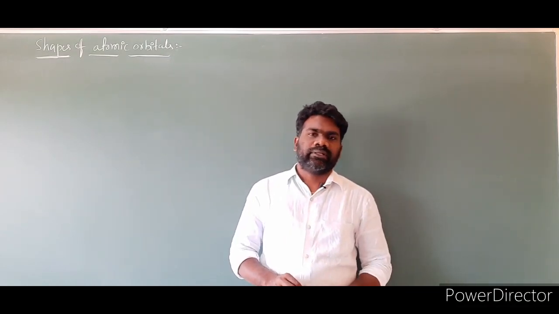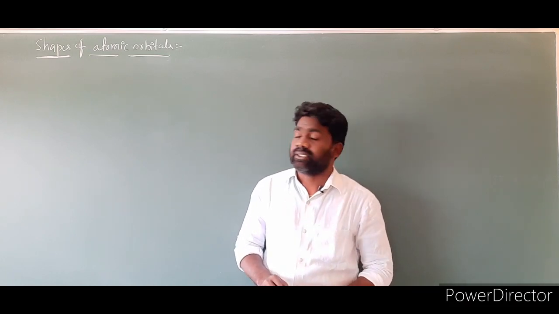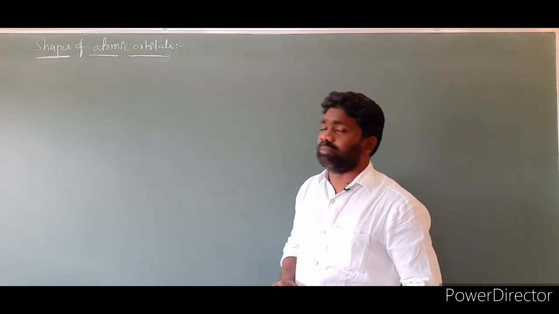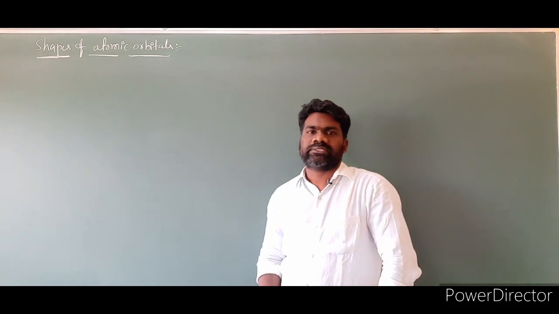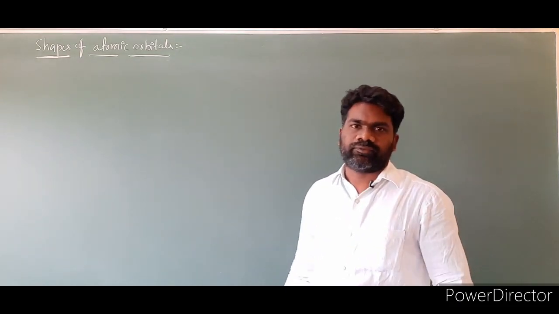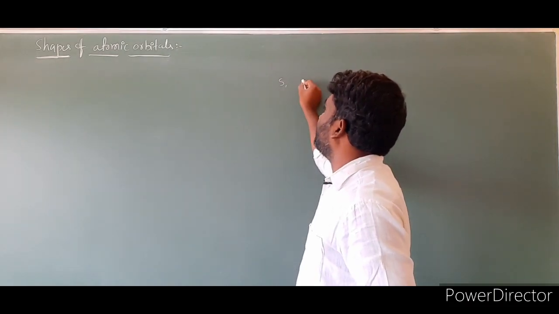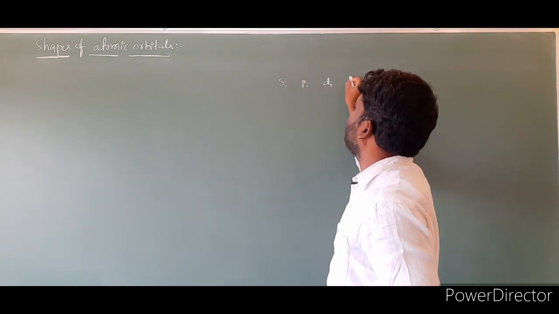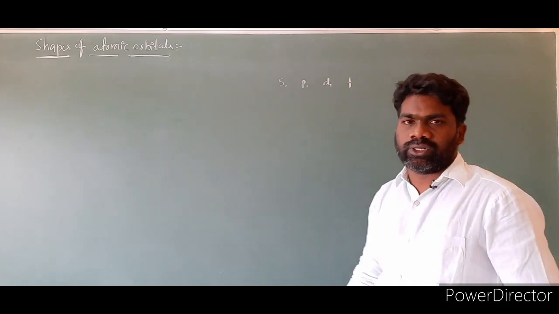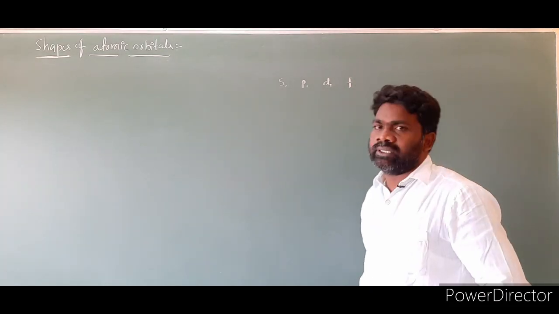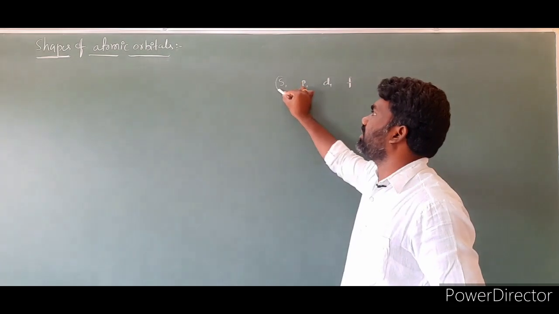Today I am going to start another important topic of atomic structure, but the name is shapes of atomic orbitals. In your previous classes, you learned about different types of atomic orbitals. What are they? They are s orbital, p orbital, d orbital, f orbital, and so on. So let us discuss shapes of these orbitals one by one in detail.